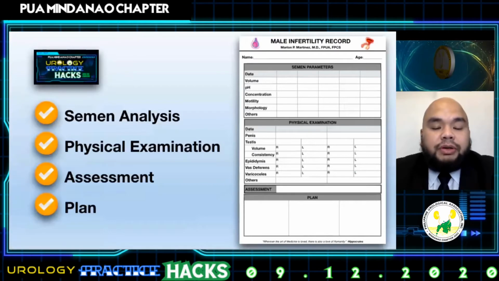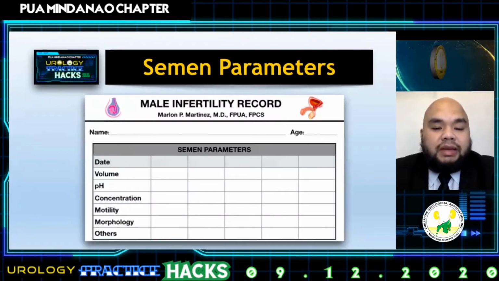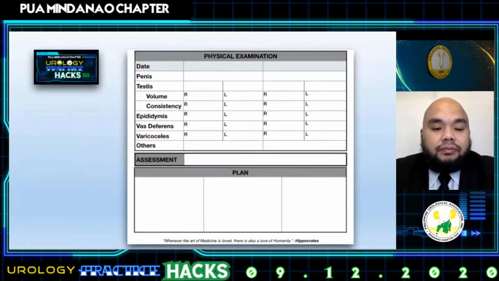This is also my personal patient's record. Again, you can make your own chart for your patients. This includes the semen analysis results. For me, the most important parameters are the volume, the pH, the sperm concentration, motility, and morphology. Then the physical examination, assessment, and plan.